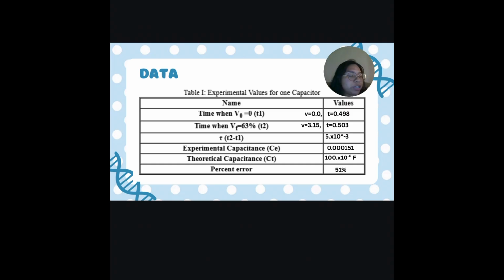And then for our experimental error we found it using theoretical minus our experimental, divided by our theoretical, times 100. So for our percent error for our step 1, we did get it at 51%. And then this is our step 2.